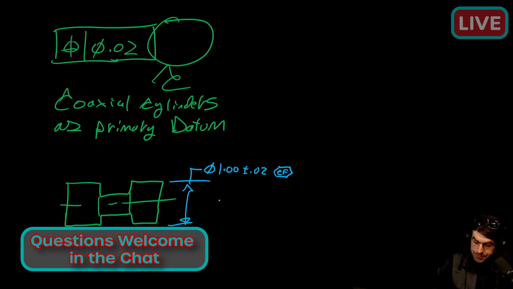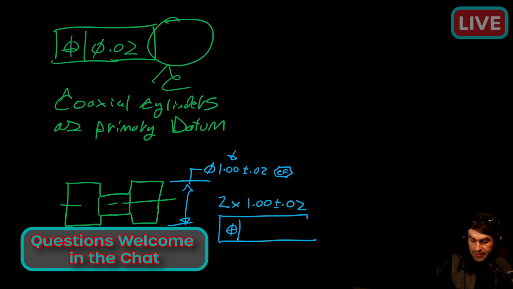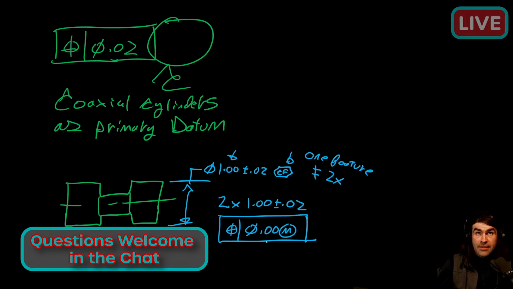Or you could do 2 times. With continuous feature, you don't have to enumerate the number of instances, for whatever reason. I don't really agree with that, but it's a semantic thing. It's continuous feature, aka one feature, aka you can't do 2 times. So the other option here is we could do position 0. It doesn't have to be 0 at MMC, but that's the easiest for now.